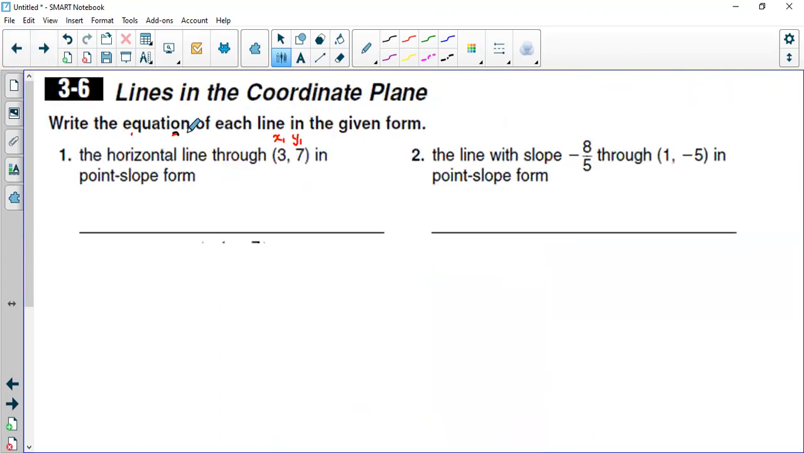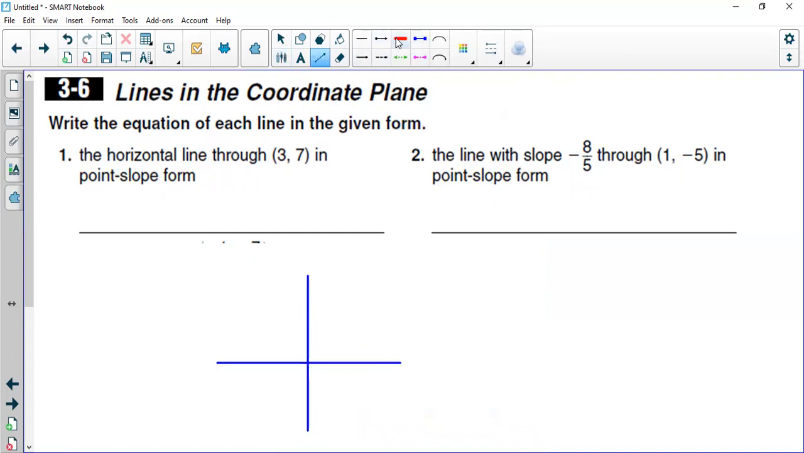Right, let's get started with these questions here. Okay, so we are going to write the equation of each line in the given form. They will ask you which form you have to write it in. So we will be writing according to that. This one, the horizontal line. Now, we did learn that in a coordinate plane, if there is a horizontal line, it looks like that.